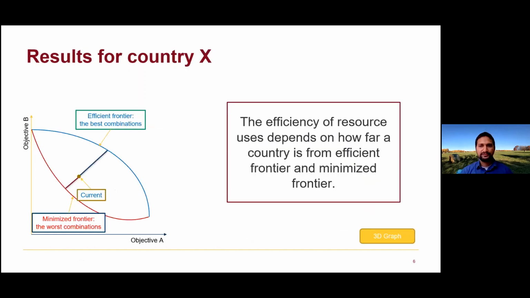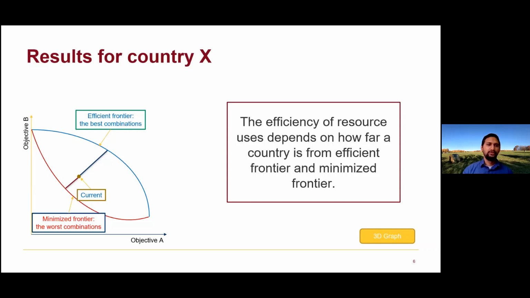So I want to refer you to the graph on the left side. Let's say we are in a two-dimensional space. Although we have four things in here, let's say we want to maximize economic score and, at the same time, maximize biodiversity. So objective A can be economic score, objective B is biodiversity. And we can plot the blue curve, saying that if we go up to the blue curve, that is the efficient frontier and the best combination we can achieve.